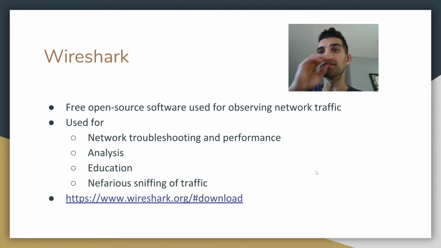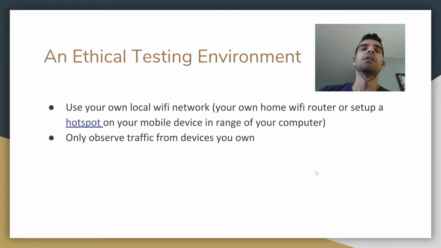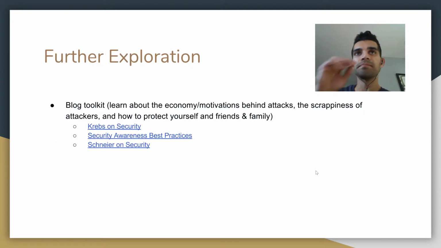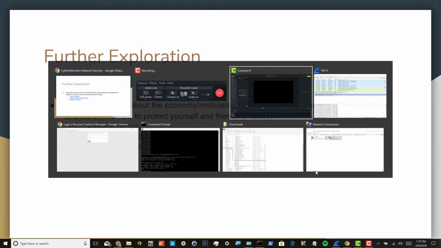And the first thing you'll need to do is download Wireshark if you don't have it, and the link is included here. So again, just to reiterate, prefer to use your own local Wi-Fi network, whether that be a router that you have access to or a hotspot that you can spin up on your mobile device that your computer can connect to. And then just make sure to only observe your own traffic, traffic that you are generating from your own devices. So let's take a look at a sample website we have here.